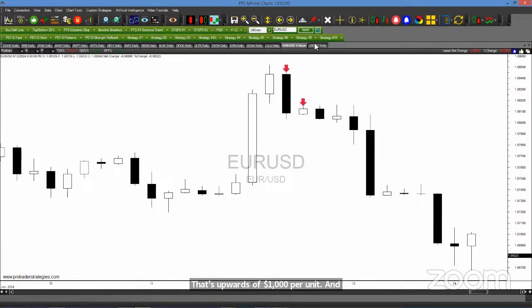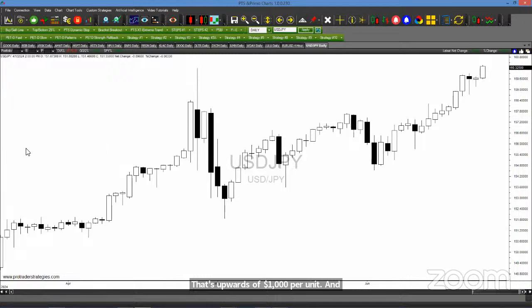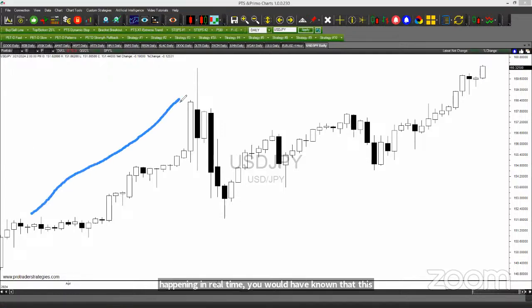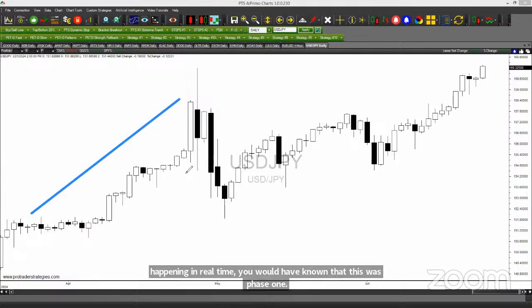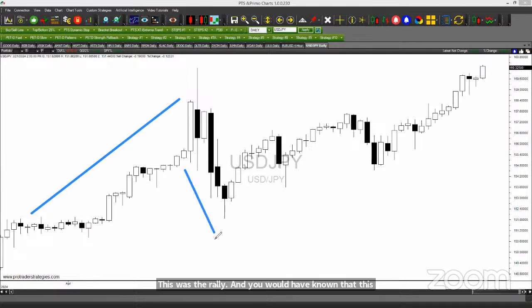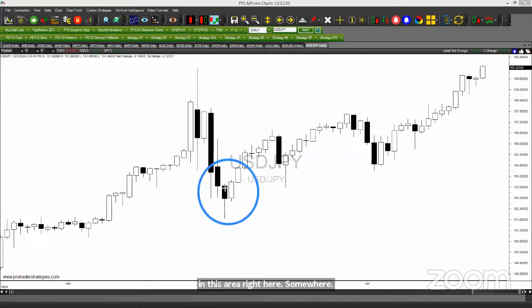And here's a daily chart of the dollar yen. So let's go through the whole process again. I'm looking back in hindsight, sure, it's easy, but as this was happening in real time, you would have known that this was phase 1. This was the rally. And you would have known that this was phase 2. This was the sell-off. So obviously what we want to do then is we want to buy in this area right here somewhere in phase 2, but we don't know whether it's going to stop going down or go back up. It's easy to see in hindsight once again.